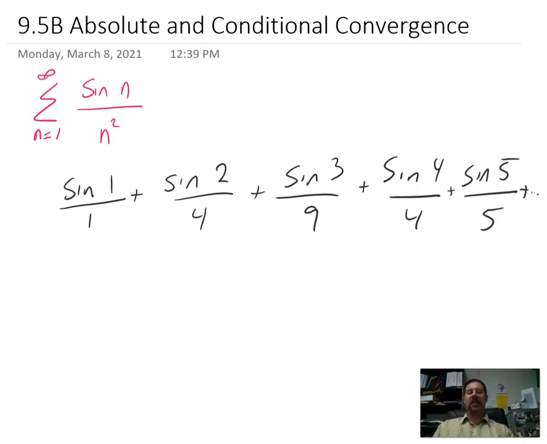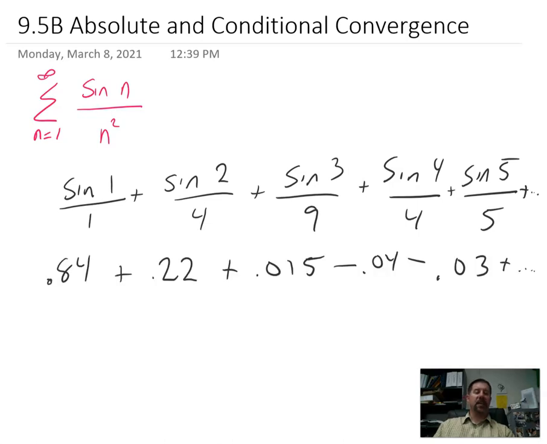But now if I look at the decimal equivalents of these, when I round to two decimal places, we get 0.84 plus 0.22 plus 0.015. So things are kind of looking good, everything's positive. But then all of a sudden we get a negative term, minus 0.04, minus 0.03. The next one's going to be a minus, and then it switches back to pluses. Because sine bounces back and forth between positive and negative values, we're going to have some positive terms and some negative terms.